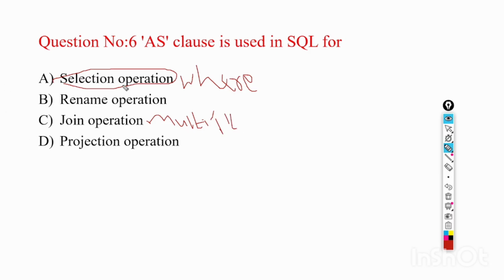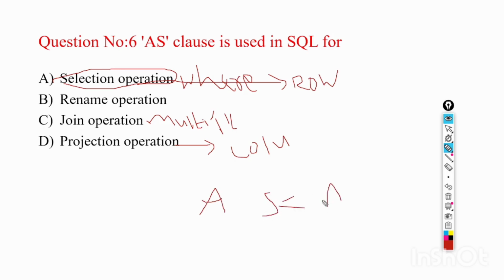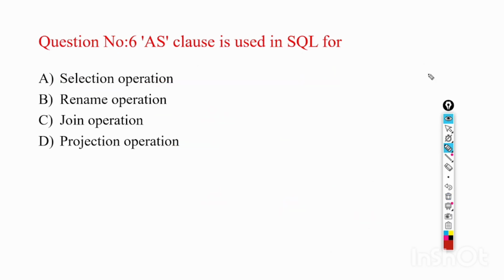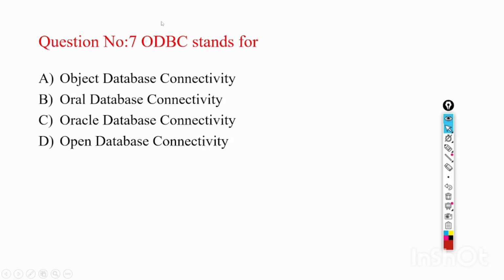So what about the selection operator? Selection operator means choosing rows using the WHERE clause. And the join operator combines multiple tables. And what is the projection operation? It selects the specific columns. So in the selection operation we are selecting the rows, and the opposite of selection is the projection operation, where we are selecting the columns.